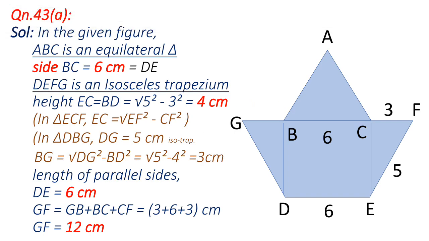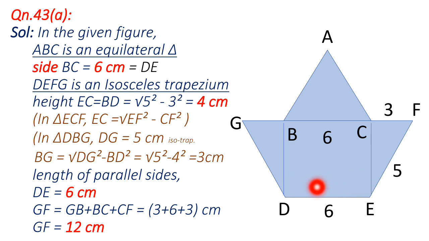It is given that in this figure, this triangular section ABC is an equilateral triangle, whereas this trapezium DEFG is an isosceles trapezium, and sides are given like this. DE is given 6 centimeter.